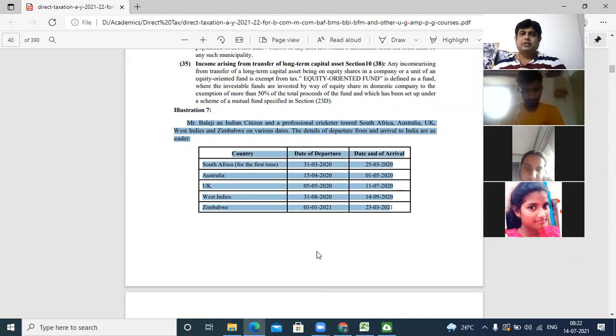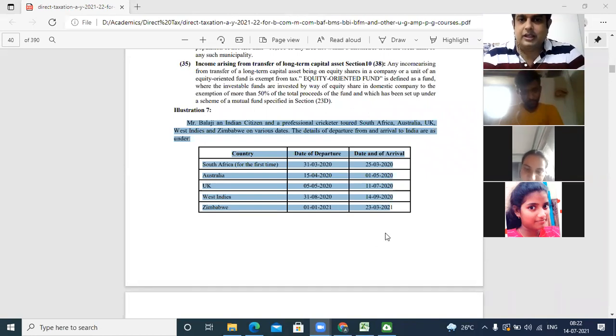Now first you need to decide whether it will be covered under 6(1) or 6(1)(a). Am I right? Yes or no? Yes, sir. So now tell me whether it will be covered under 6(1) or 6(1)(a). 6(1)(a). No, he is not going for employment. Try to understand.